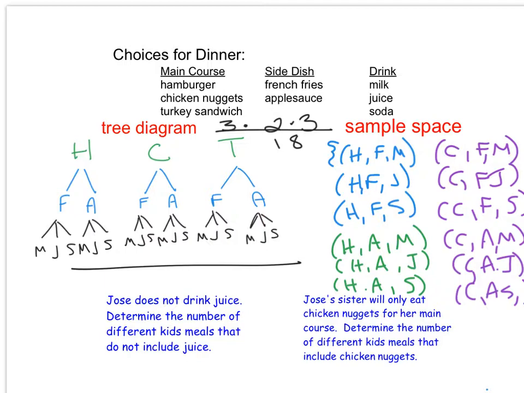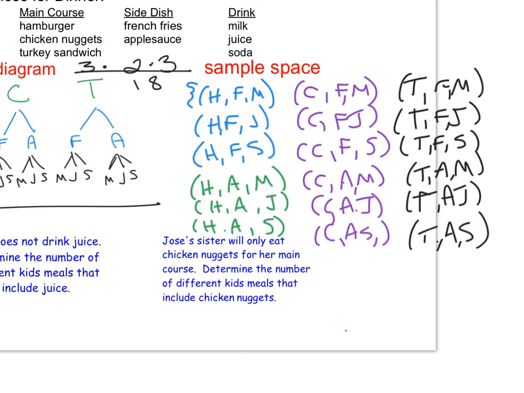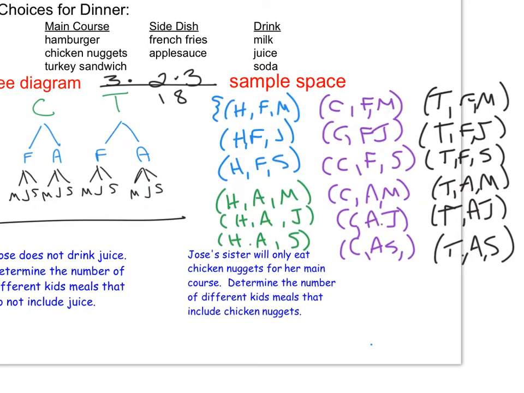Okay, so now this is what it should look like. This is your sample space. There should be 18 items in the sample space, like chicken, French fries, and milk, and, you know, turkey, applesauce, and milk, those kinds of things.